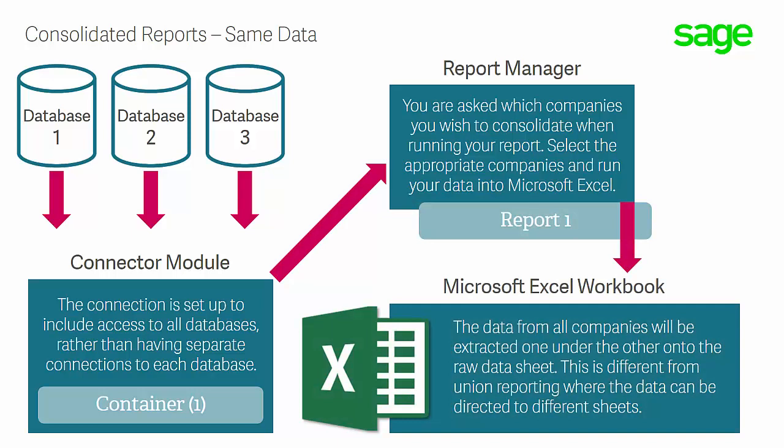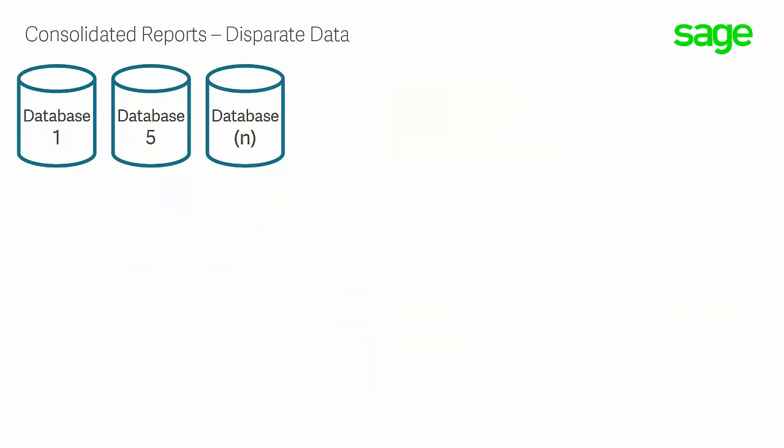The same information being requested 3 times, 4 times, 5 times, however many times, and it will be placed one under the other on the one raw data sheet. With your Excel skills, you can now pull this data into a pivot table breaking down the company's information. This method of consolidation is very different to a union report. Let's talk about union reports.